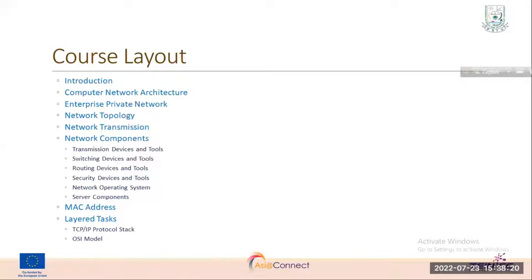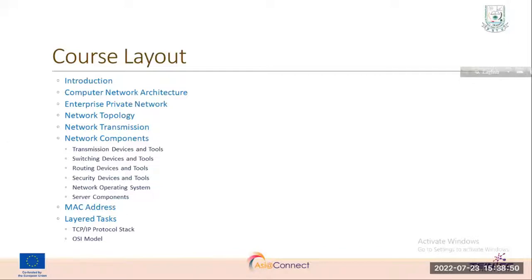After that, we learned about network topologies. Topologies were how the network devices are arranged, like bus, ring, star, mesh, and hybrid topologies. After that, we learned about network transmissions, how the network devices transmit data in different modes, like simplex, half duplex, and duplex mode.